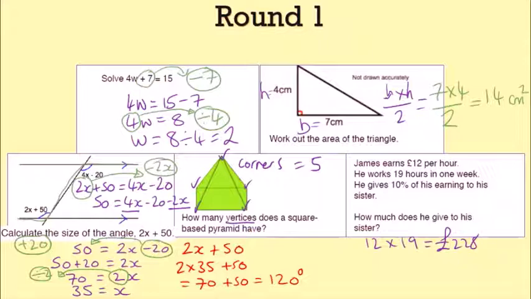And then James very kindly gives 10% of his £228 to his sister. So if I work out 10% of £228, I can do that by simply dividing by 10, because 10% times 10 is 100%. I divide that by 10, he gives £22 and 80 pence to his sister.